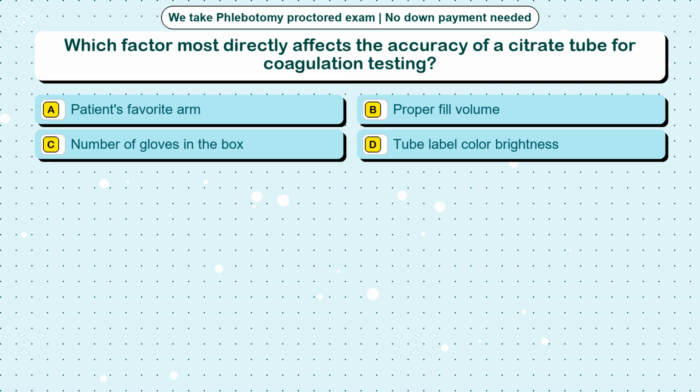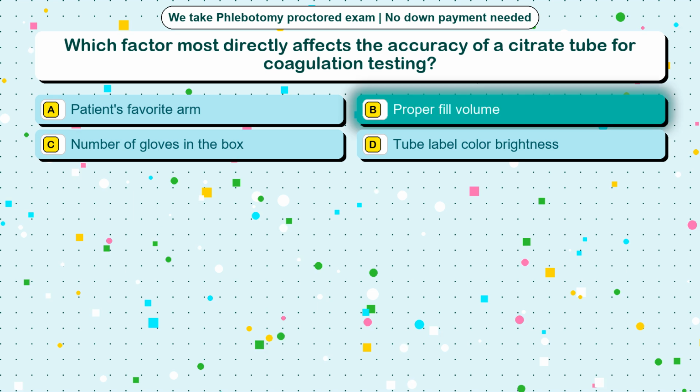Question 44. Which factor most directly affects the accuracy of a citrate tube for coagulation testing? Option A. Patient's favorite arm. Option B. Proper fill volume. Option C. The number of gloves in the box. Option D. Tube label color brightness.